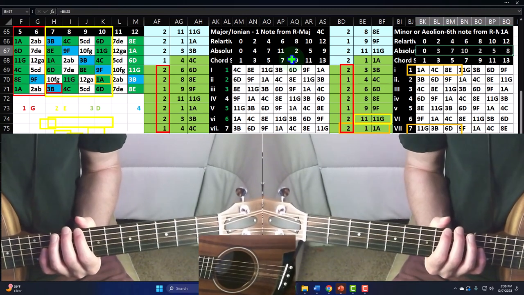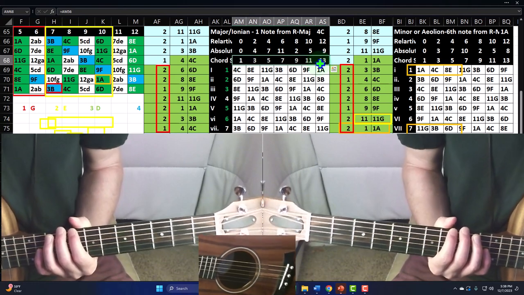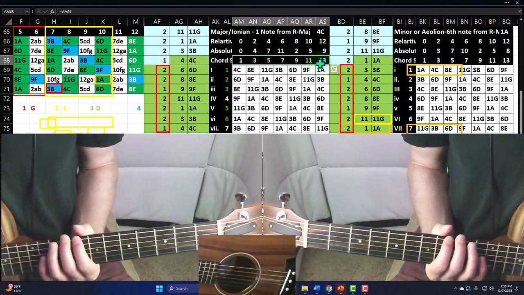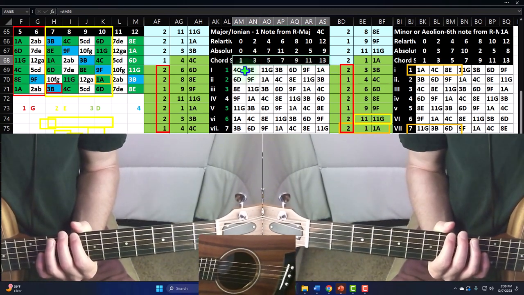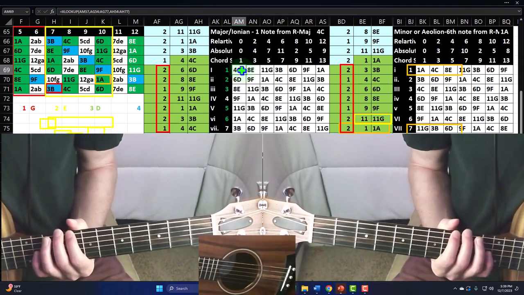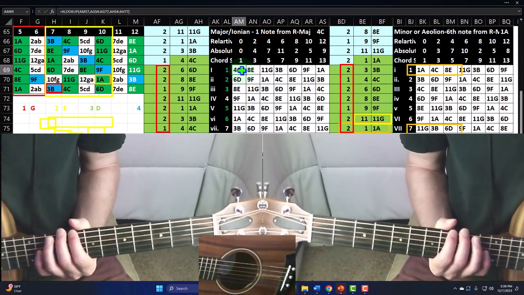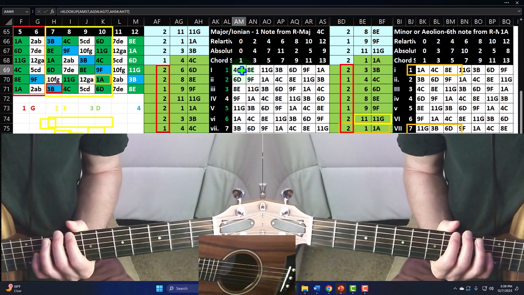But you get a bigger picture of it if you can see what these intervals mean in terms of absolute intervals, in terms of how it relates to its relative root. Because then you're not just memorizing rules, you know the concept behind it, and that'll give you a lot more flexibility to do things with it.